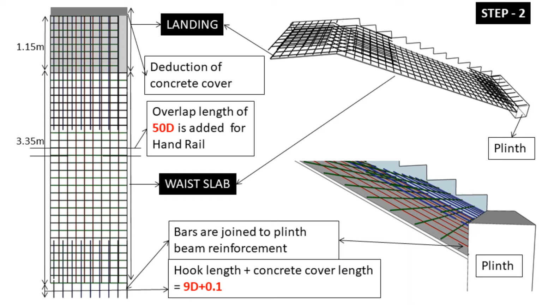At the top, you can see on the landing part we have to deduct the cover so that we can get the actual length, which is 1.15 meter. How? From the total length of the landing minus cover. From here we will get 1.15 meter.